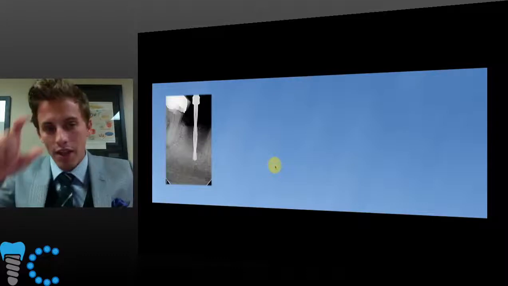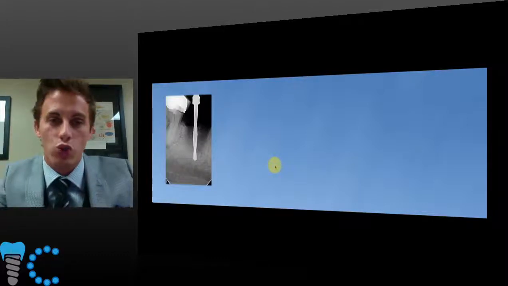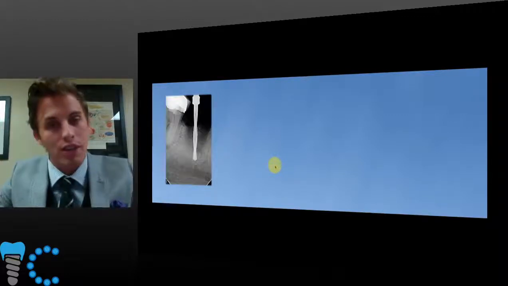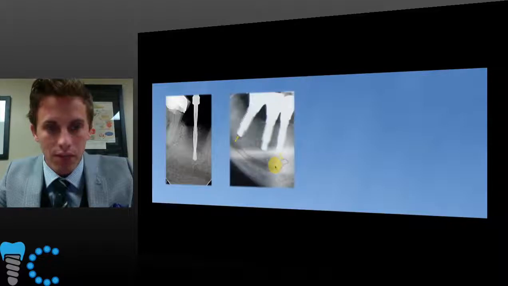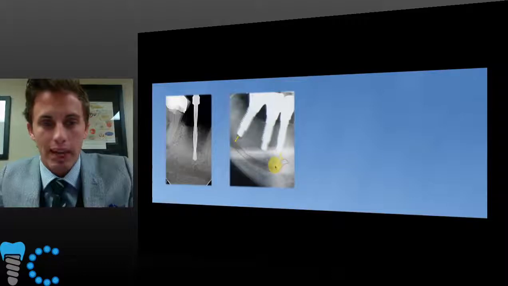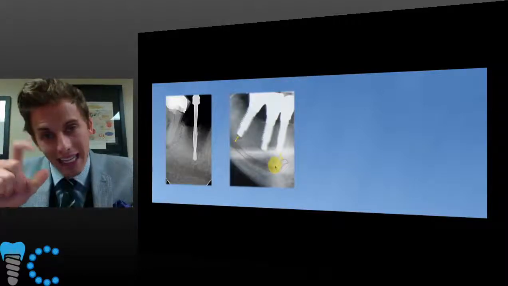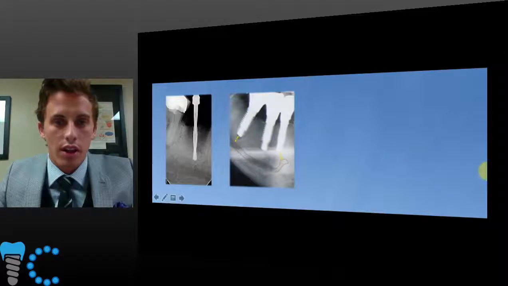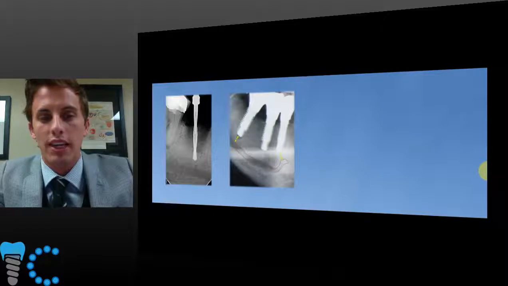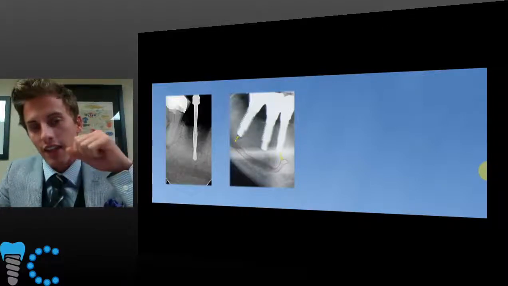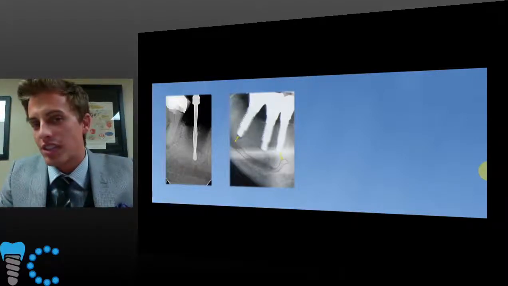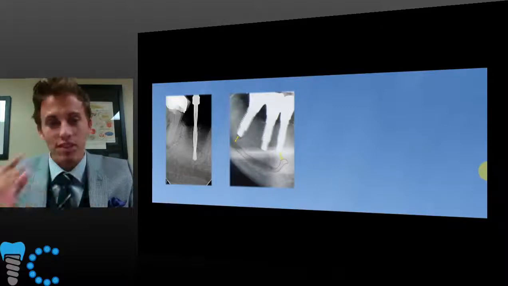This is a good example. They had placed the pilot drill, or the drill sequence, then taken a film to show that they're still 2 millimeters above the canal. This is another good example showing, these are all online, these aren't my cases, that they're still maintaining the distance from the inferior portion of the implant to the canal. You can also see that the last implant here they had drilled, because you can see the radiolucency, and then they backed out. So this is important.